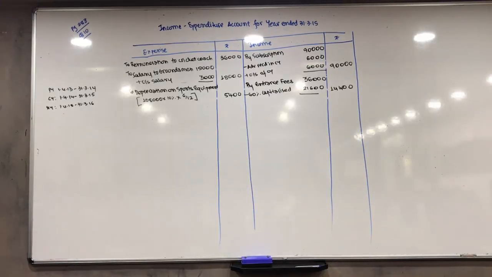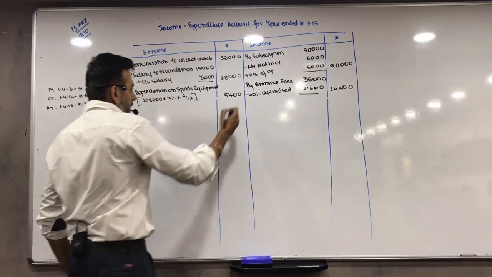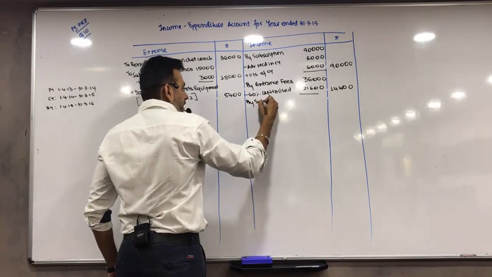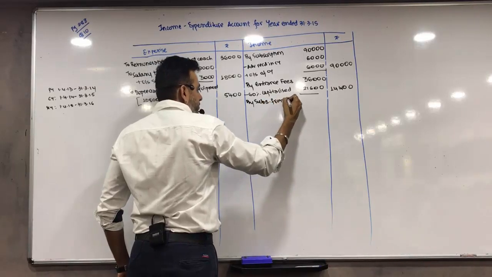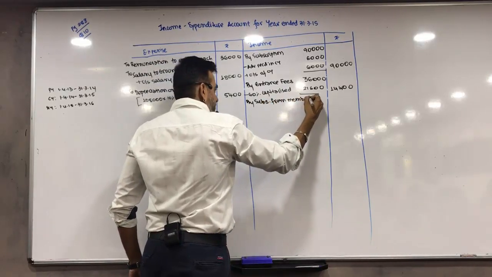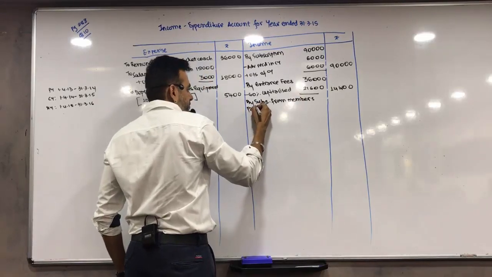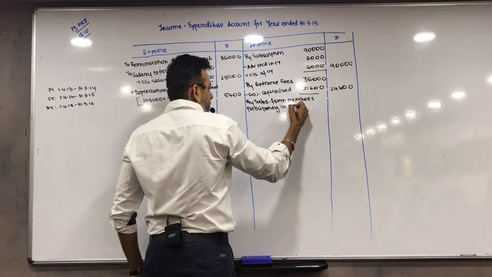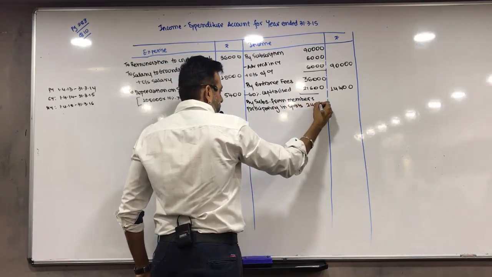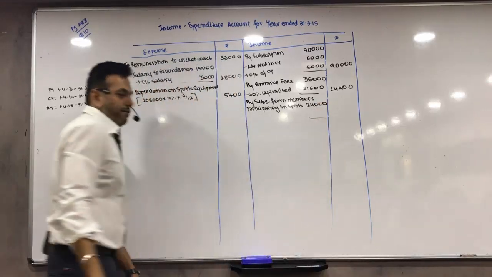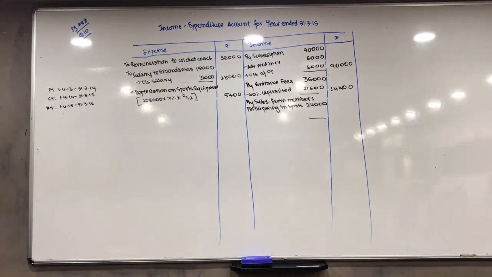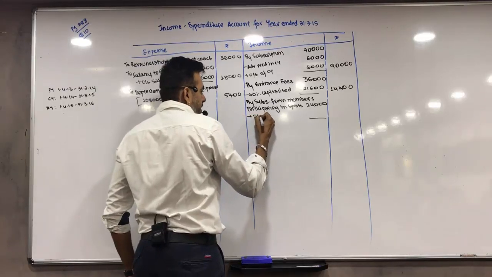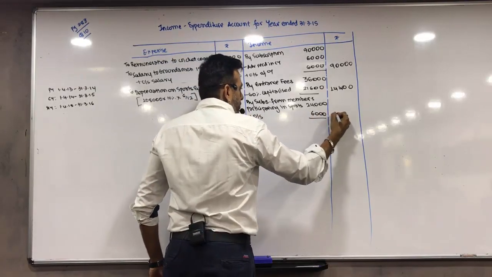Subscription from members participating in sports, 24,000. By subscription from members participating in sports, 24,000. We have an adjustment. The adjustment says 6,000 is again outstanding from them. So plus outstanding 6,000, 30,000.